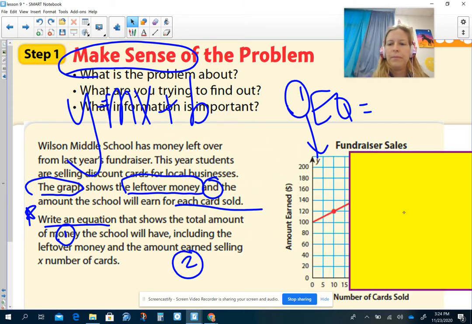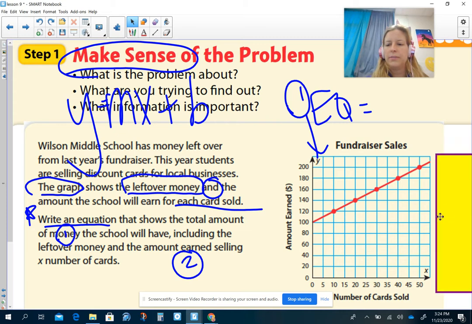Okay. Let's go ahead and move this. All right, so what I want you to do now is pause my video, and you are going to write an equation from the information that you have here, okay? So pause my video and write an equation that shows the total amount of money the school will have, including leftover money, and the amount earned selling X number of cards. Pause.